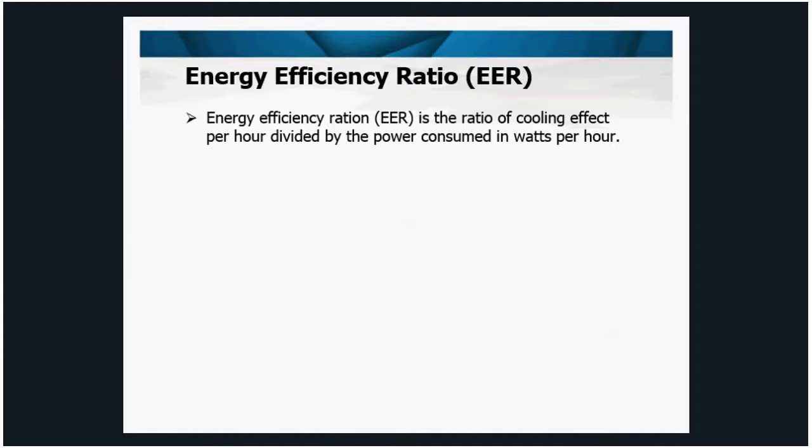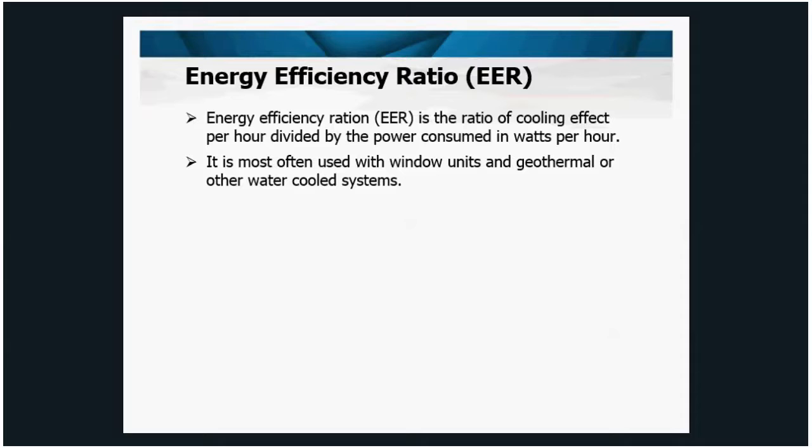It used to be the main form of efficiency rating for air conditioners. They've since changed it. We're all aware that it's SEER now. But the energy efficiency ratio is the ratio of cooling effect per hour divided by the power consumed in watts per hour. Now, you still see this rating. You'll see it on window units and you'll see it on geothermal systems.